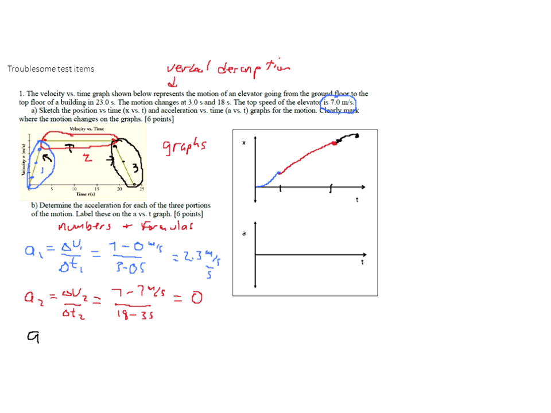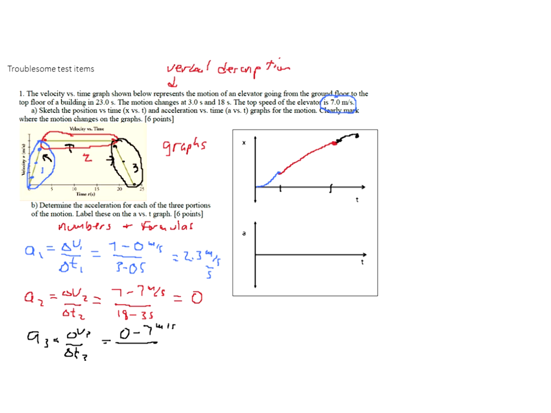And then for the third part, delta V3 over delta T3. That starts at 7 and ends at 0. So remember, delta means final minus initial. So 0 minus 7 meters per second divided by T3. So the whole thing takes 23 seconds.